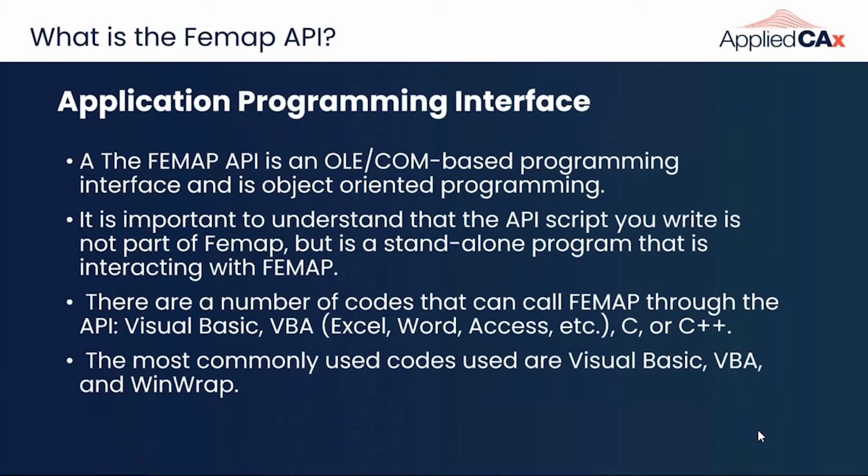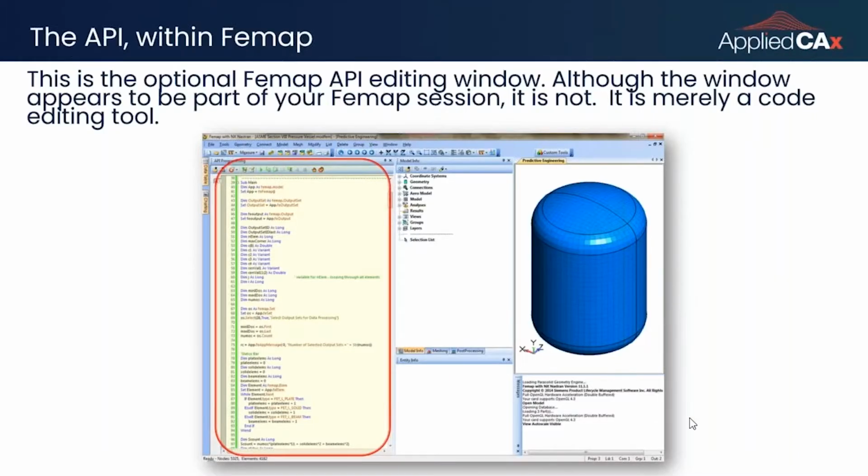It's important to remember that your program is not part of your FEMAP model. It is an independent entity, and the API is really the conduit there that communicates. So we'll be looking at some of the programs in the FEMAP API programming window. As the note shows here, it looks like it's a part of the FEMAP session, but it's not. It's really just an editing tool. But it's a very nice editing tool. It's kind of nice to have it docked within FEMAP and get some live feedback as you modify your program and run it.